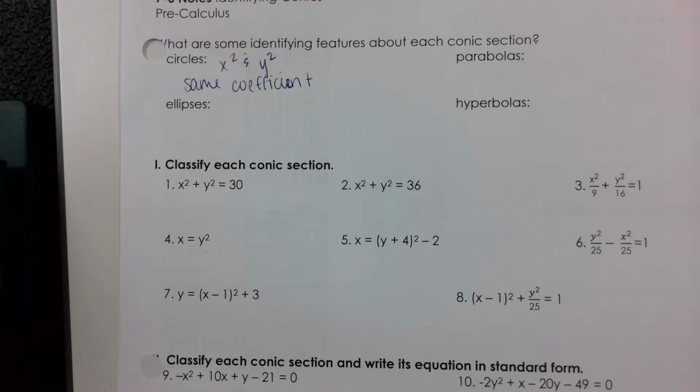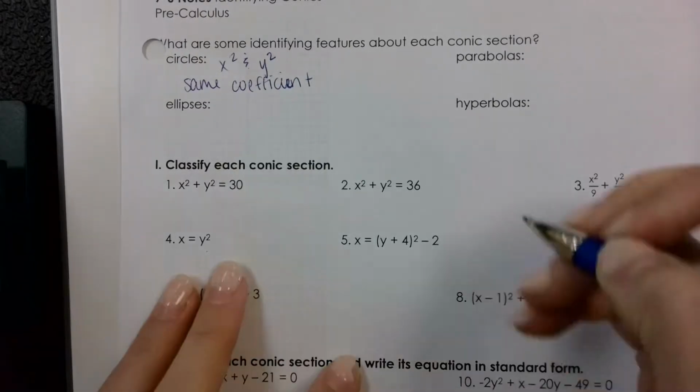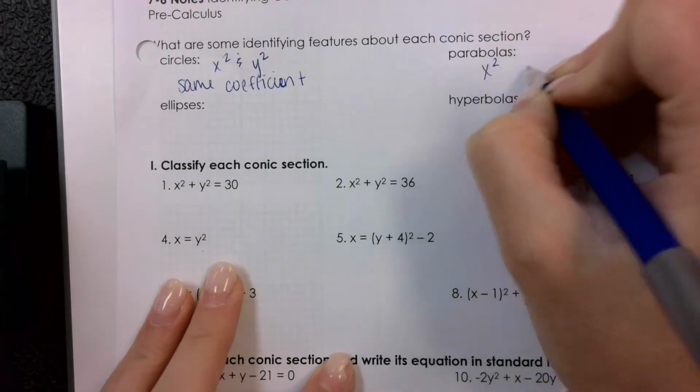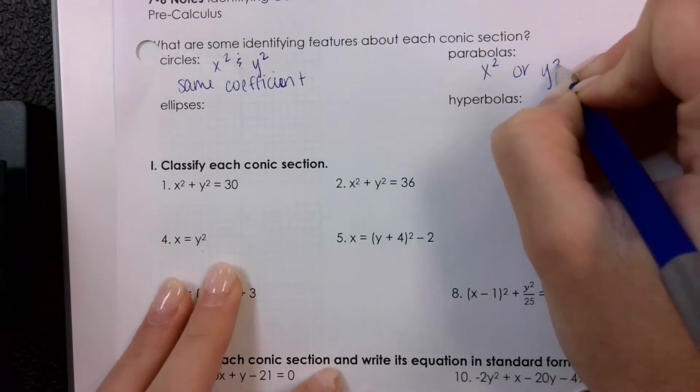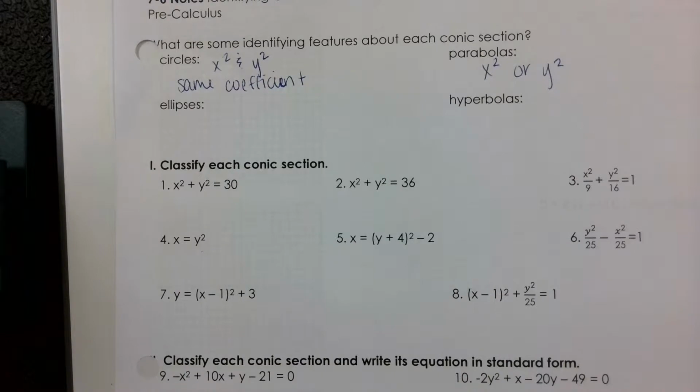So how can we tell if it's going to be a parabola? Just one of them squared, right? So you either have an x squared or a y squared, but not both. However you want to write that so that it makes sense for you, I'm just going to say x squared or y squared. If you just want to say one of them is squared, whatever's going to make sense for you works either way.